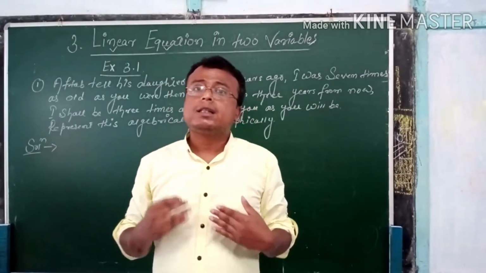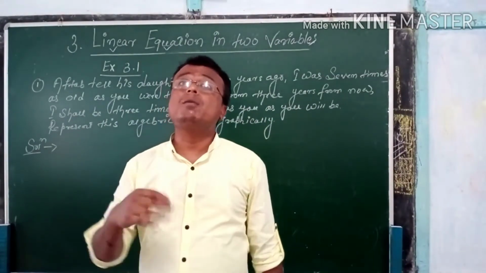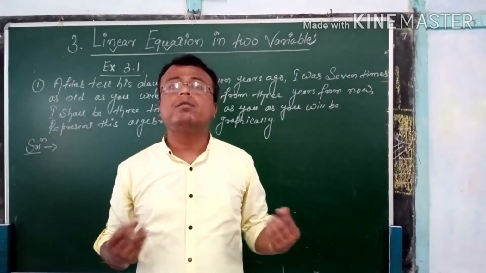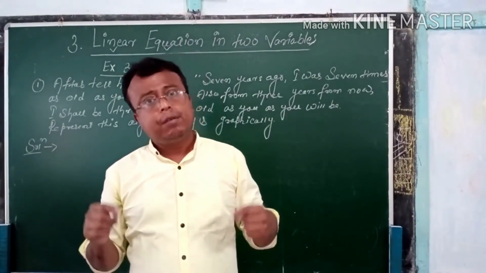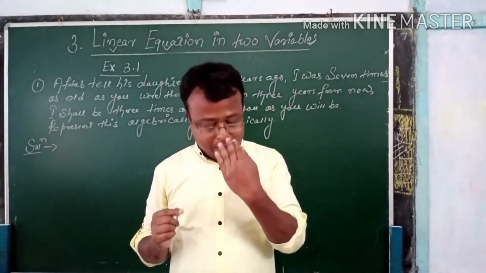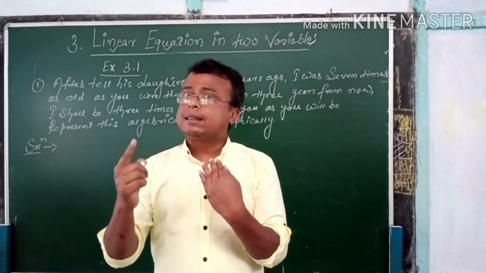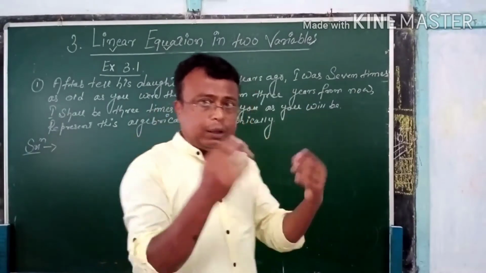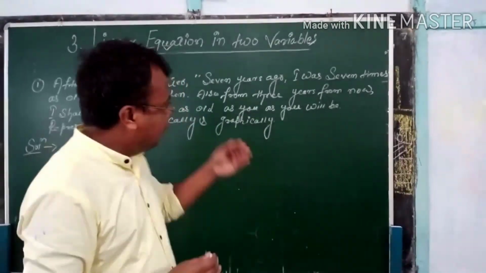Okay. Suppose after 10 years, I will be 50 years. Let us say after 10 years, my age will be what? 50 years. Then how will I represent this? My present age is 40. Then 40 plus 10 is equal to 50 years. So to know all these things, we should know the present age.